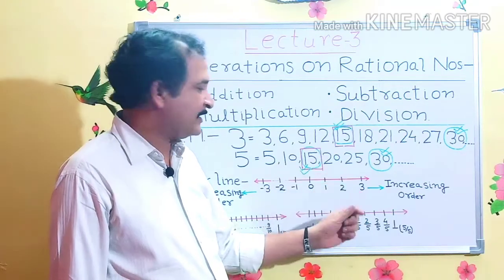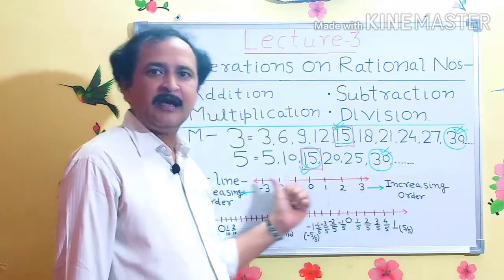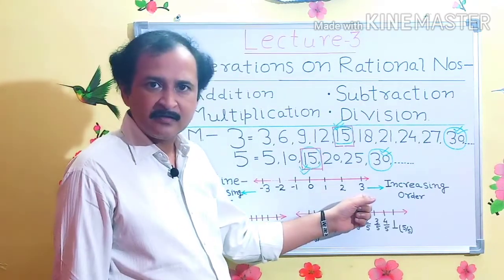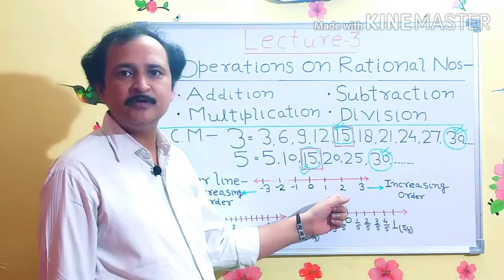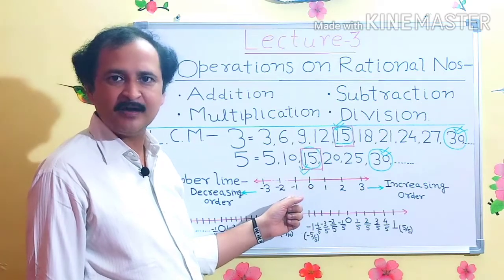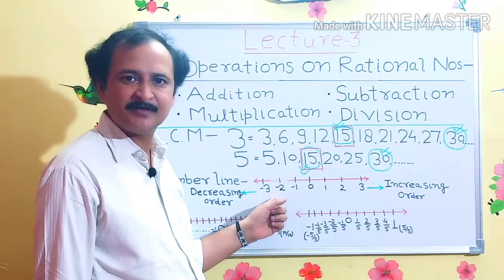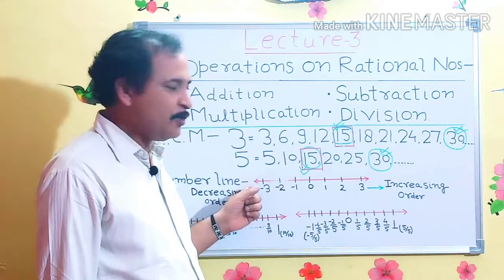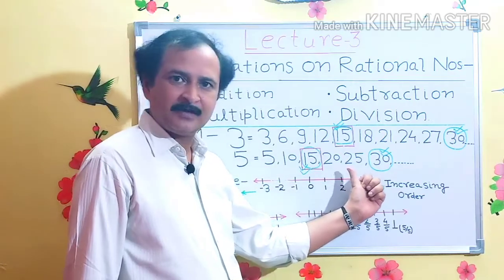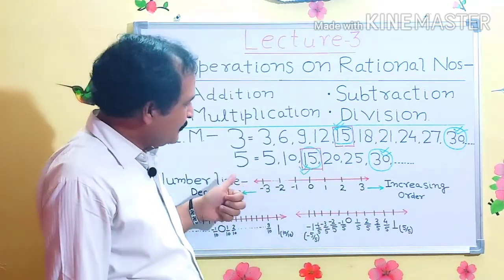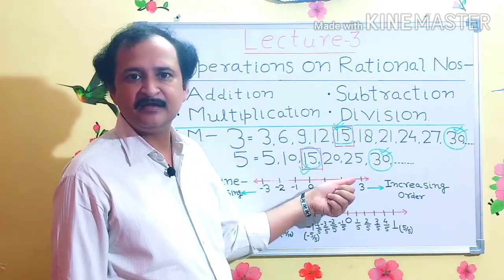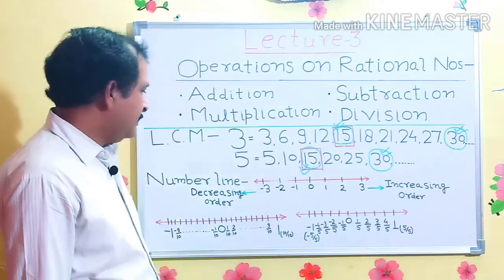Similarly, vice versa, if we move from right to left, then the numbers are arranged in decreasing order. 3 is greater than 2, 2 is greater than 1, 1 is greater than 0, 0 is greater than minus 1, minus 1 is greater than minus 2, minus 2 is greater than minus 3 and so on. So if we move from right to left in the number line, then the numbers are in decreasing order, and if we move from left to right, then the numbers of the number line are in increasing order.